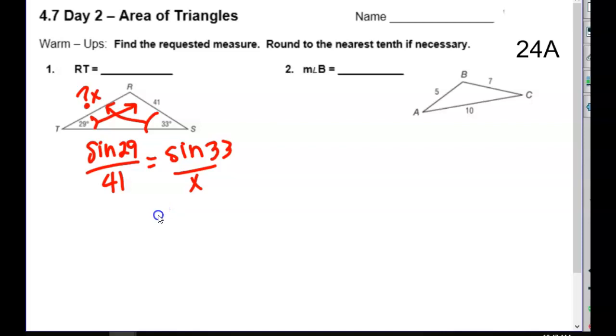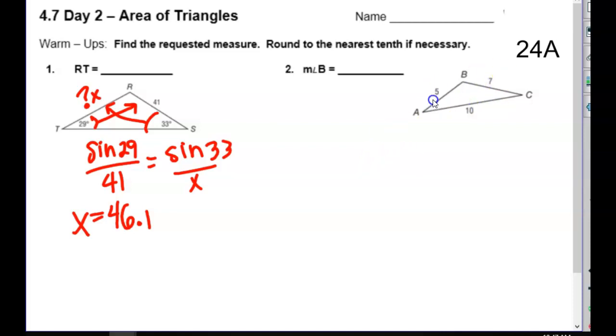No, that's only when you're doing second sine or inverse sine. You don't know whether it's acute or obtuse. Okay, so 41, what mode should I be in? Degree. Sine of 33 divided by the sine of 29, and I had to close some parentheses in there. Anybody get 46.059 or 46.1?